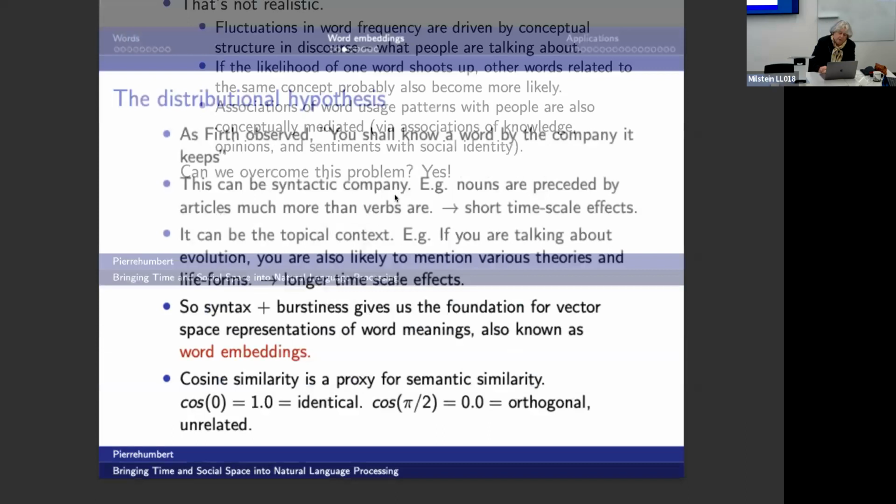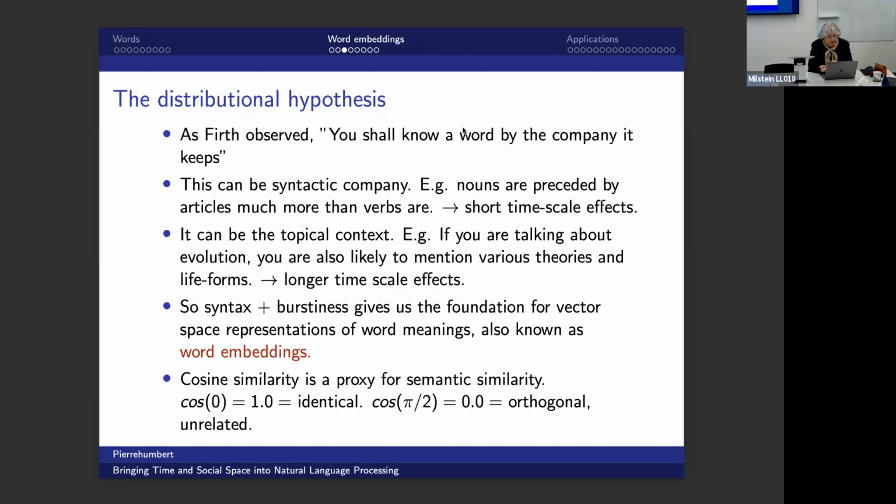How do we overcome this problem? We would make use of the distributional hypothesis. And here I'm going to take a little tour of word embeddings just to keep all the more beginning people on board. Firth has this famous quip: you shall know a word by the company it keeps. That could be the syntax, it could be the topic. Between the syntax and the topic, that provides a foundation for vector space representations of word meanings, which are trained by statistical algorithms on word co-occurrence patterns. And once we have these vectors, we have a sort of semantic hyperspace where we can define similarity. In particular, if the cosine angle between two vectors is zero, that means they're identical. Pi over two, they're orthogonal and unrelated.